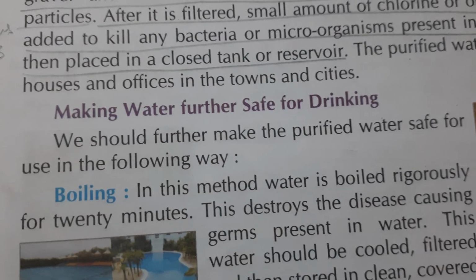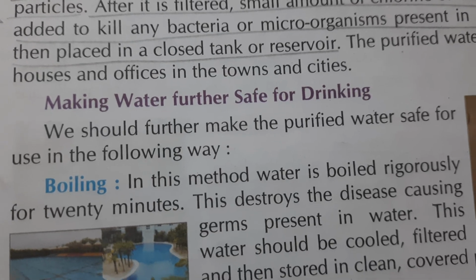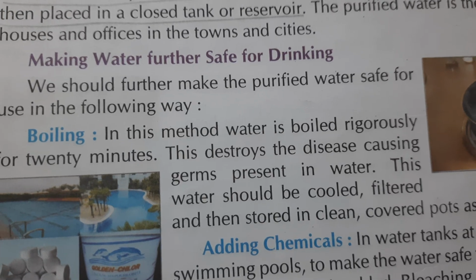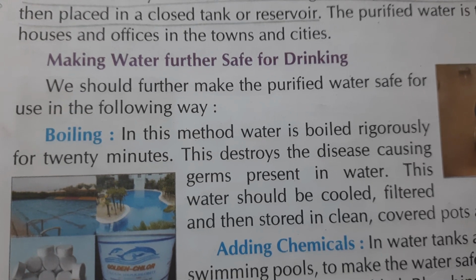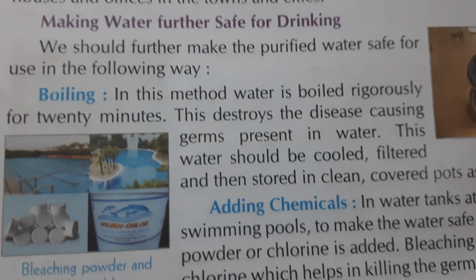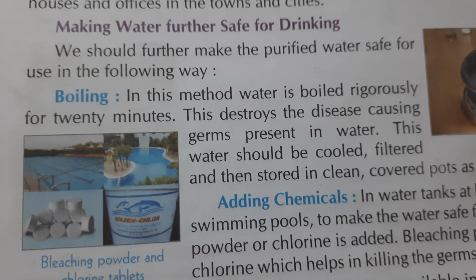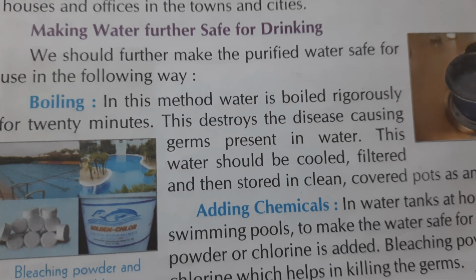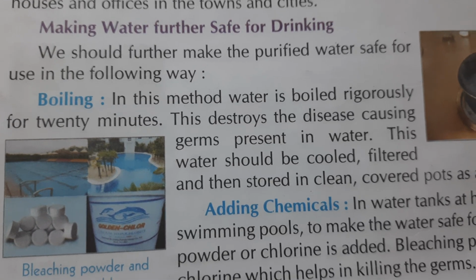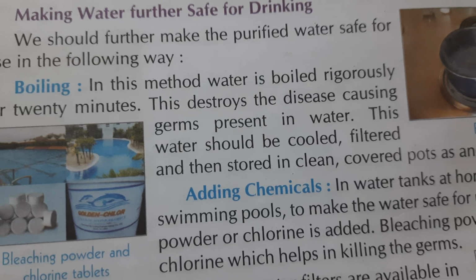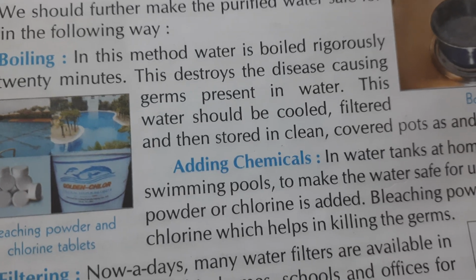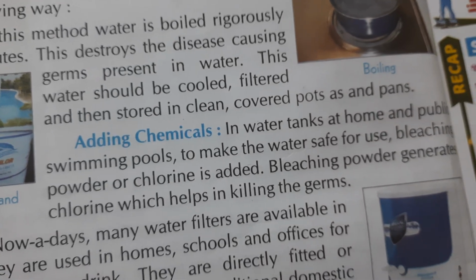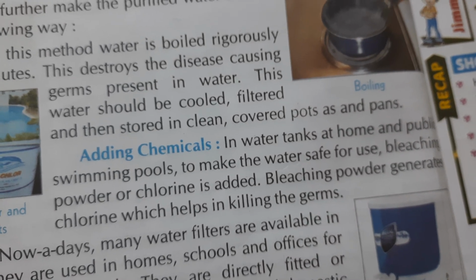Now we will read about making water further safe for drinking. We should further make purified water safe for use in the following ways. First, boiling, and second is adding chemicals. Boiling: in this method, water is boiled vigorously for 20 minutes. This destroys the disease causing germs present in water. This water should be cooled, filtered and then stored in clean covered pots and pans.